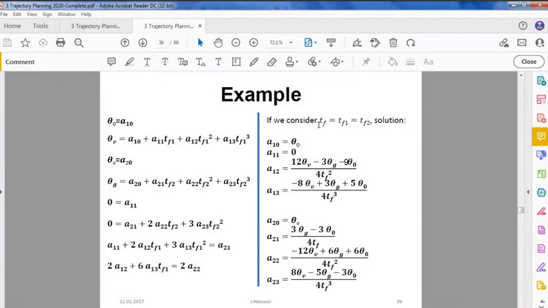Okay, this example. We consider TF equal to, normally you divide your graph into two. The time that you go from 0 initial to final is 4. So you divide by 2. So T1 equal to 2. TF1 is 2, TF2 equal to 2.